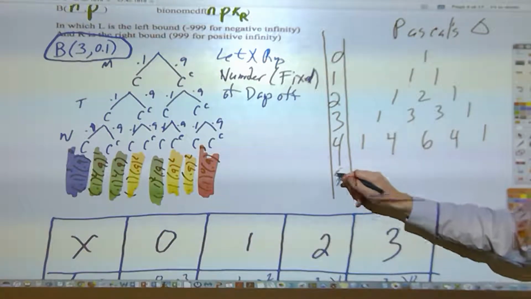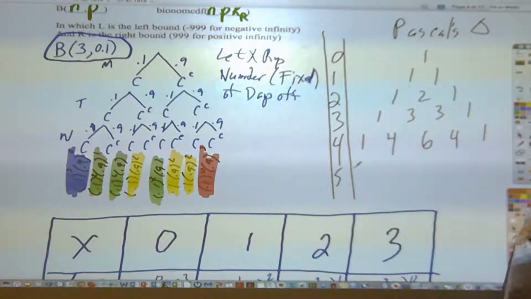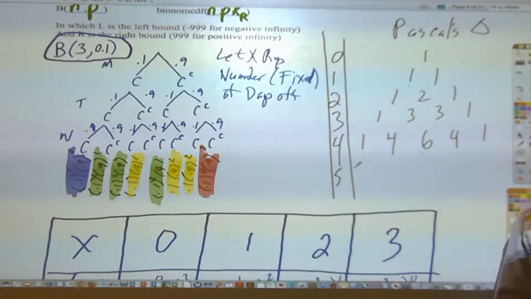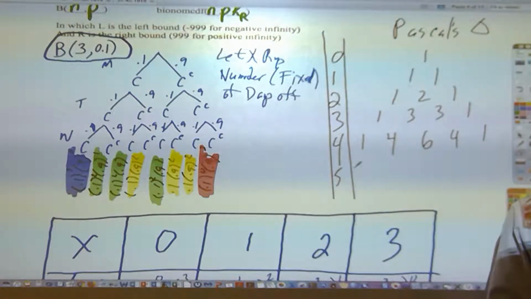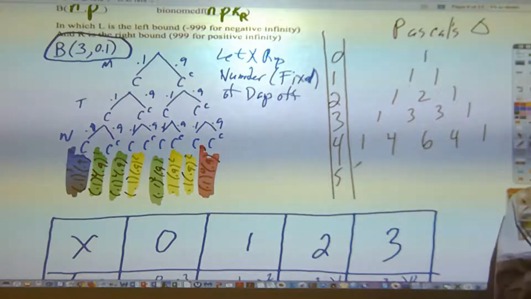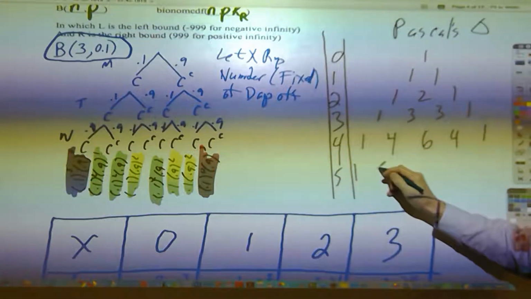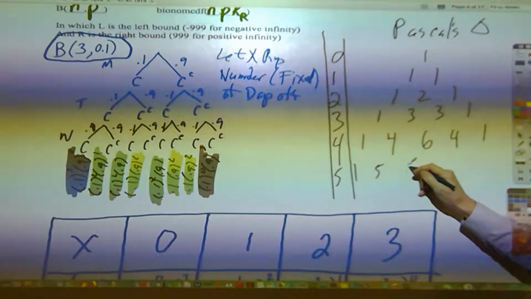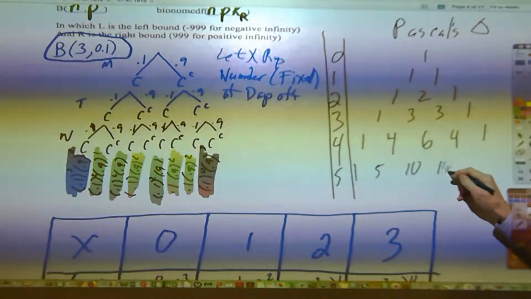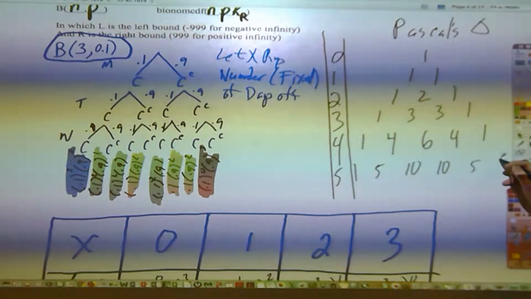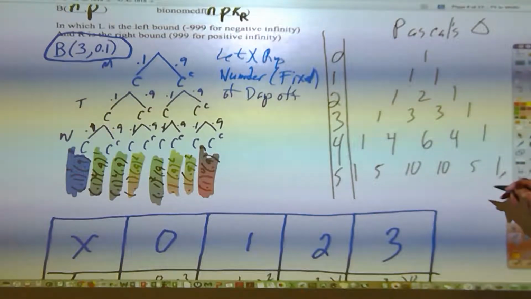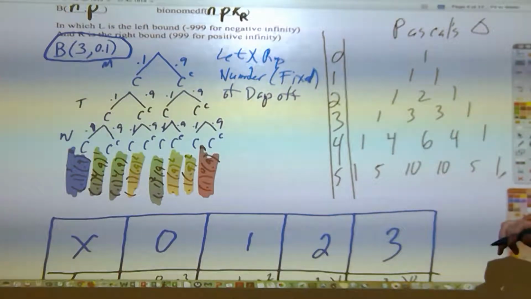So based on this, can someone tell me what is row 5 of Pascal's triangle? Raise your hand if you think you know. All right, Andrew, go ahead. 1, 5, 10, 10, 5, 1. Way to go. Any questions on how to get row 5 of Pascal's triangle?